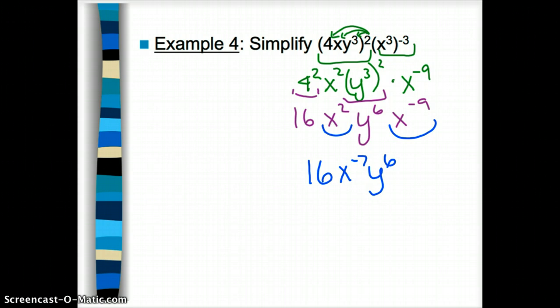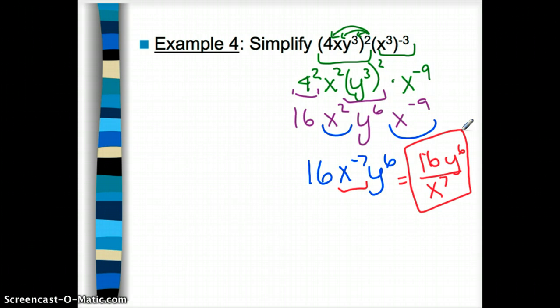The only problem is I have a negative exponent. I don't want that in my answer. So I'm going to start writing my fraction. 16 has a positive exponent of 1. It stays on top. X to the negative 7. Oh, reciprocal, reciprocal, reciprocal. Let's put x to the 7th on the bottom. Y to the 6th, that looks all right. It's positive. It can stay on the top. This entire expression simplifies to 16 y to the 6th all over x to the 7th.